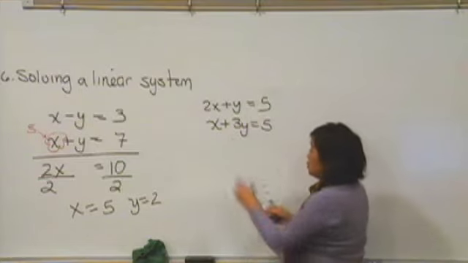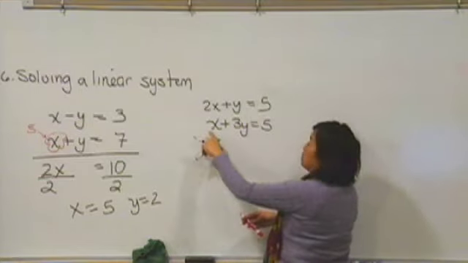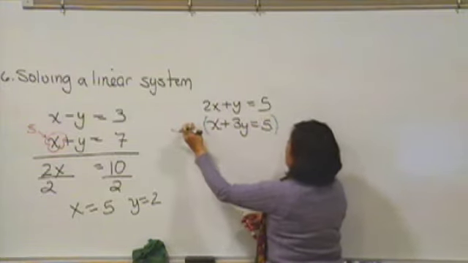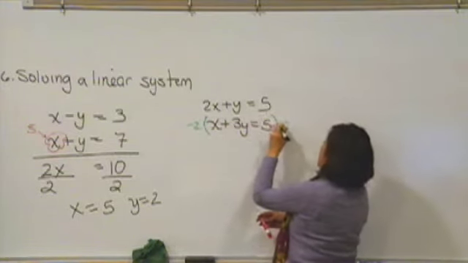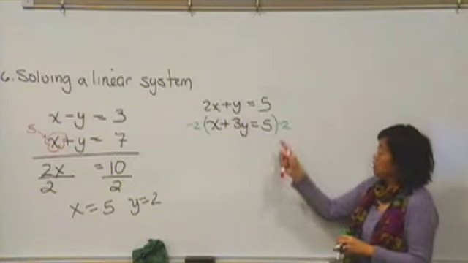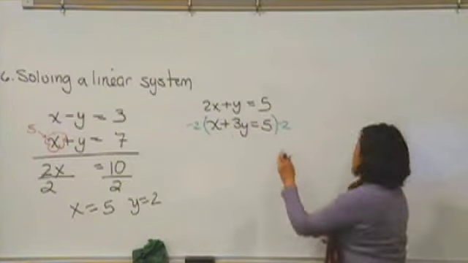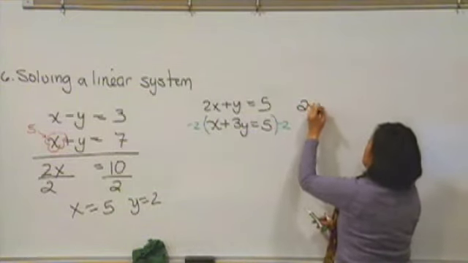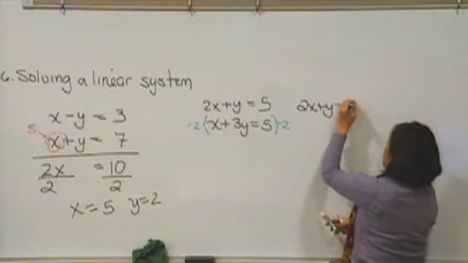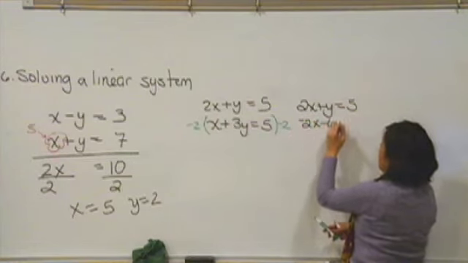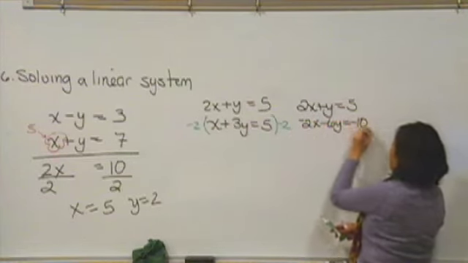So see how there's a 2 here? What I would love would be if this was a negative 2. So I'm going to multiply this bottom equation by negative 2. One of the most common mistakes is to forget to do both sides, so make sure you multiply both sides by negative 2. The top equation we're not going to touch. In the bottom equation, we're going to have negative 2x minus 6y is equal to negative 10.